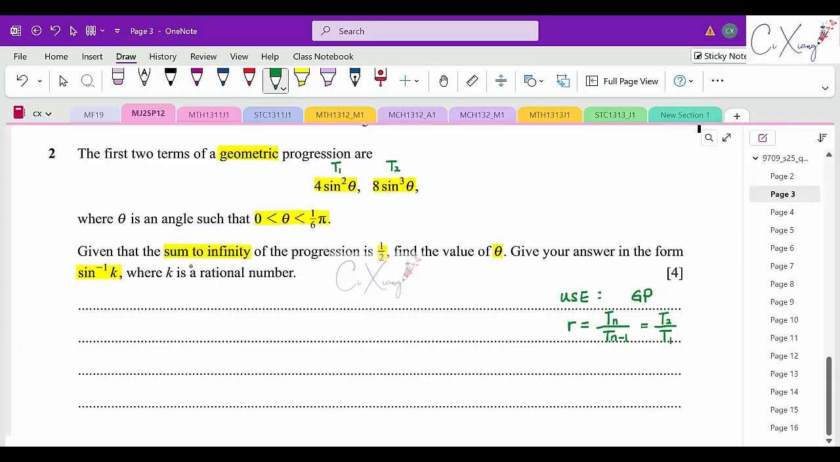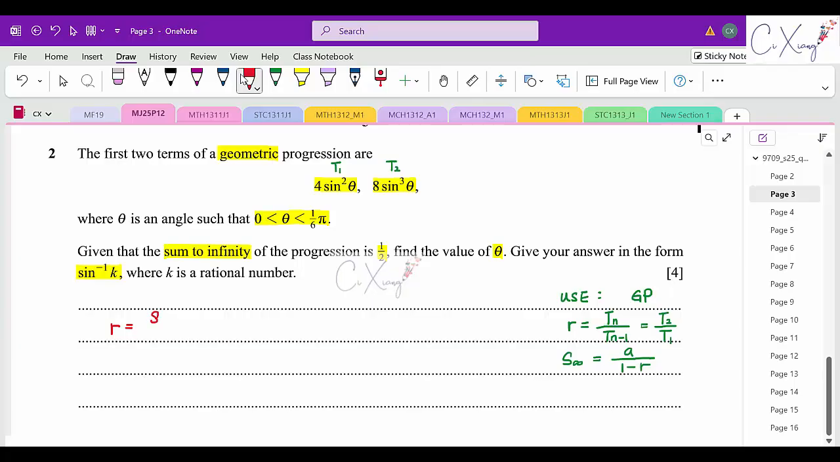Sum to infinity. What is the general formula for sum to infinity of a geometric progression? The general formula will be A over 1 minus R. And you need to know that the A basically is the first term, yeah? Right. Okay, I think we can start now. First of all, I want to find the ratio first, the common ratio.